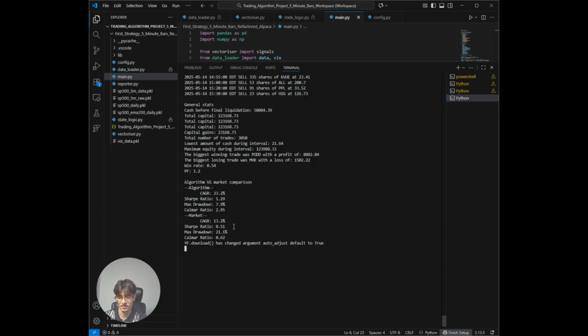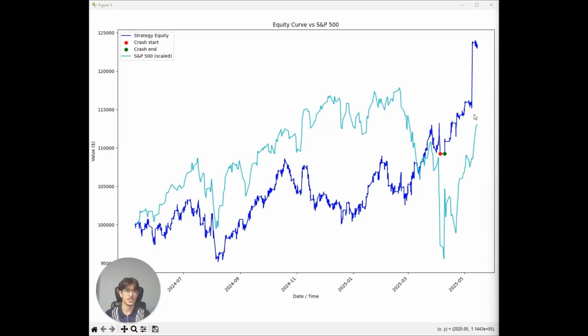The system also generates an equity curve comparison plot, showing the algorithm's portfolio value against the S&P 500 over time. The blue line here represents the algorithm's equity, while the cyan line shows the market. You'll also see these red and green dots. The red dot marks where the algorithm detected the start of a crash, and the green dot shows where it determined that the crash had ended. As you can see in this little region between the two dots, the algorithm paused trading.